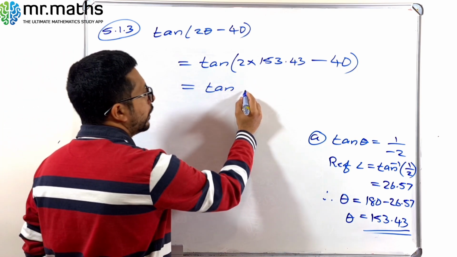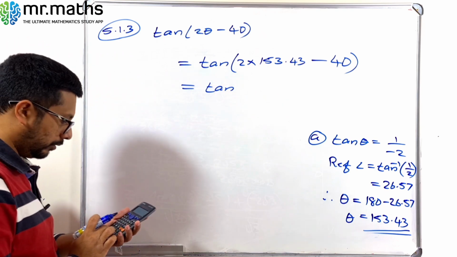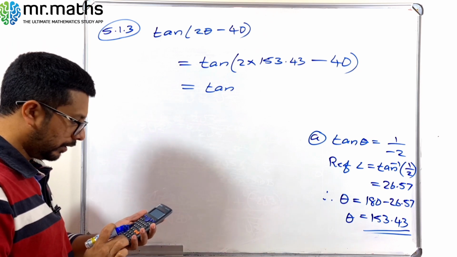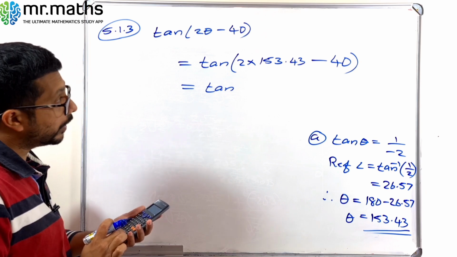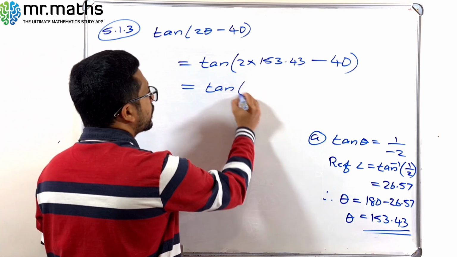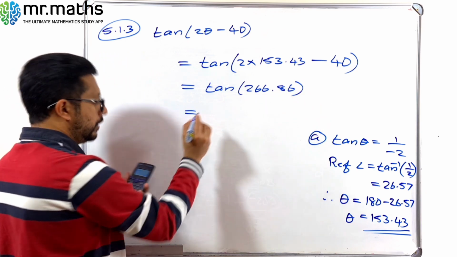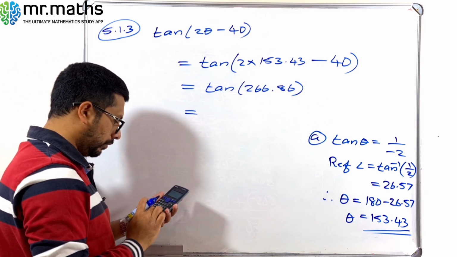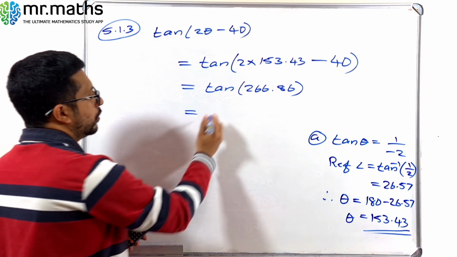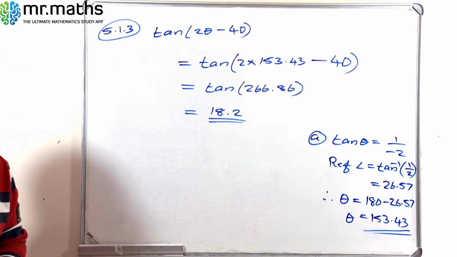Tan of, okay, you have to find the answer for that one. It is 2 times 153.43 equals, then from there minus 40. So 266.86. Now tan of that answer is 18.2. So this is the answer.